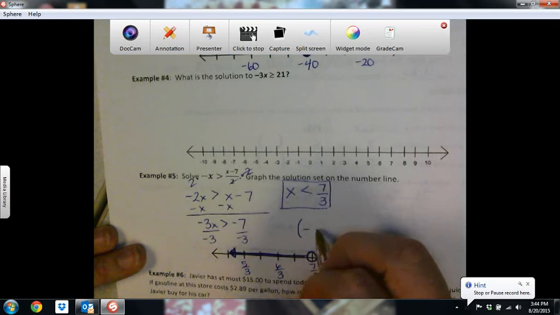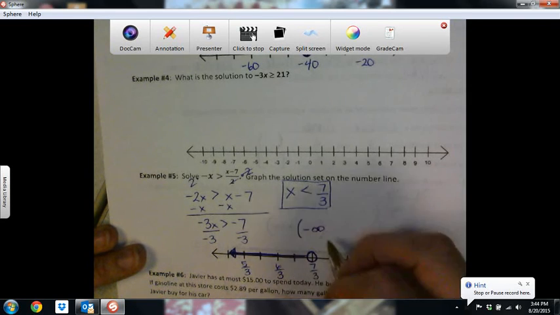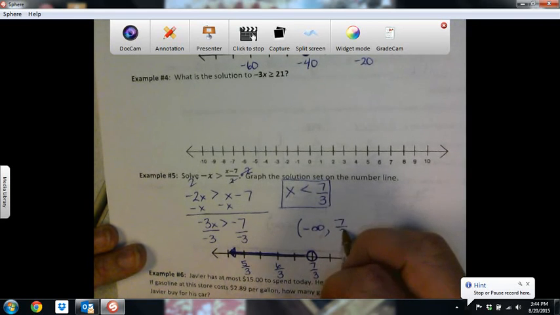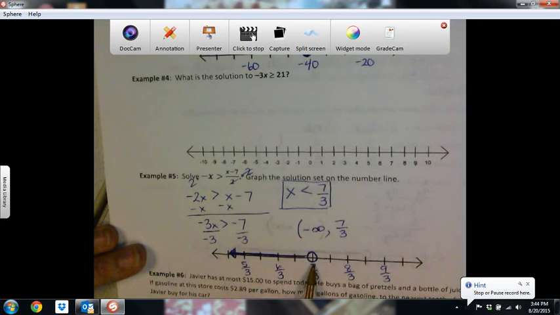Reading my graph from left to right, I start at negative infinity. Infinity always gets a parenthesis. And I'm going to 7/3. 7/3 also gets a parenthesis because that value is not included in my answer.